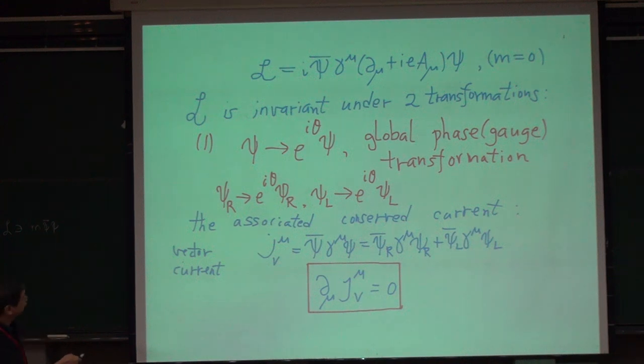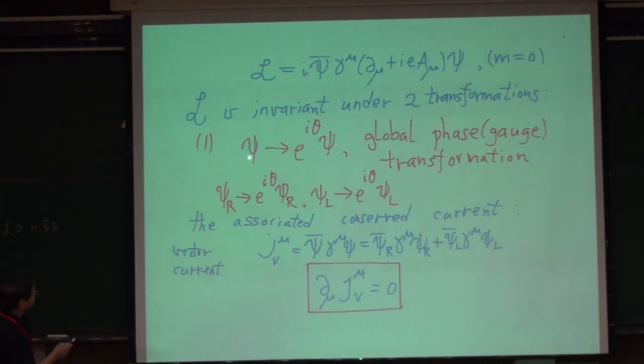Charge correlation, we'll see. So if I perform this global phase transformation or gauge transformation, you can easily check that this Lagrangian L goes to L prime equal to L. The Lagrangian is invariant. So this is one symmetry.